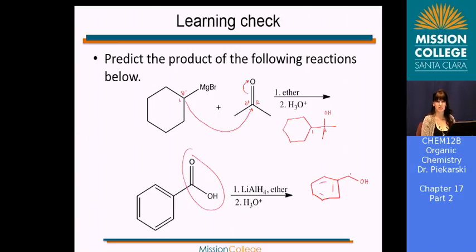Sometimes people end up losing that carbon for whatever reason. Always count your carbons, okay, to make sure that the number of carbons on the left side equals the number of carbons on the right side. Law of conservation of mass, right?